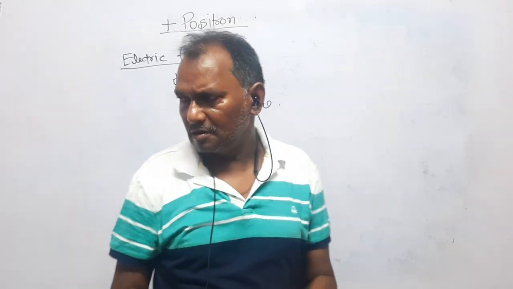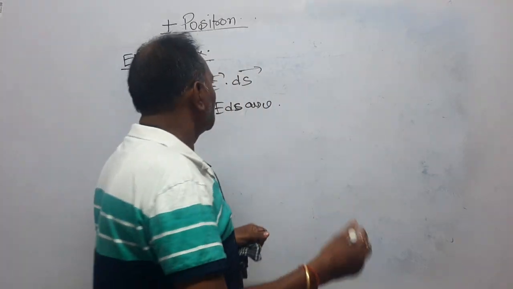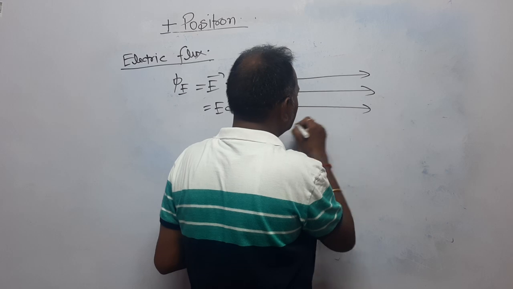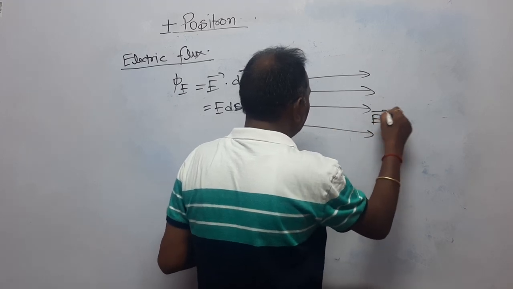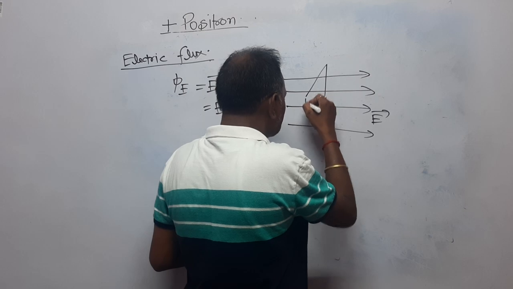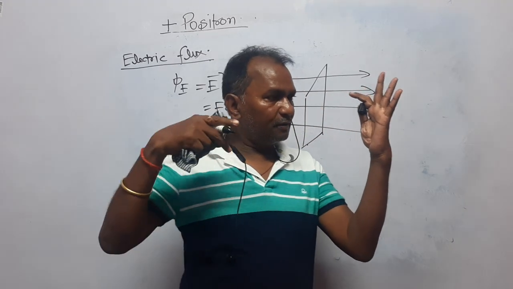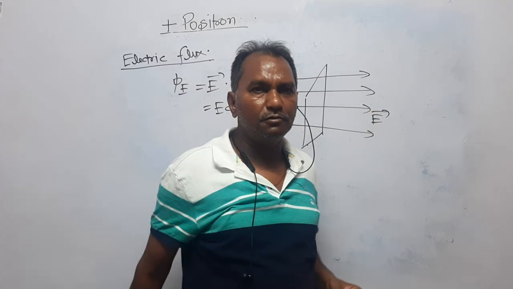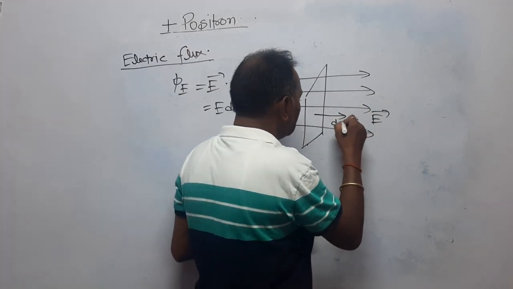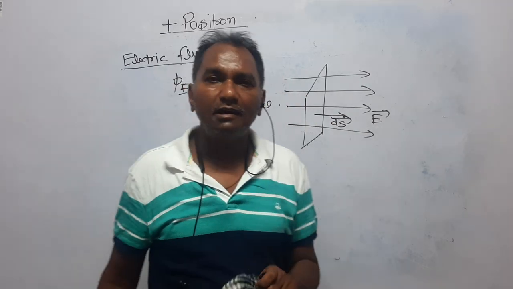Dear students, for example, let the field lines be passing in this way. This is the electric field, and this is a plane kept like this, right? And field lines are crossing perpendicular to it. The direction of the area vector will be, in this case, parallel to ds, parallel to the area.